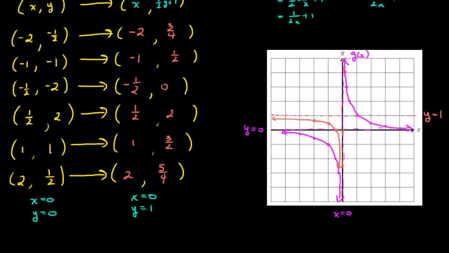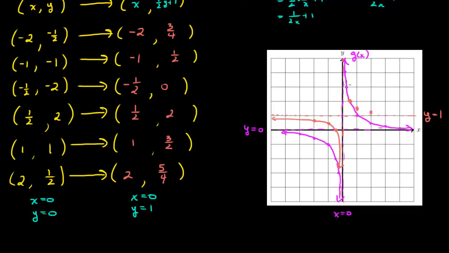Let's go ahead and plot our other points. So I've got 1/2, comma, 2, which is here. I've got 1, comma, 3/2. So 1, comma, 3/2 would be here, and I've got the point 2, comma, 5/4. So 2, comma, 5/4 is here.